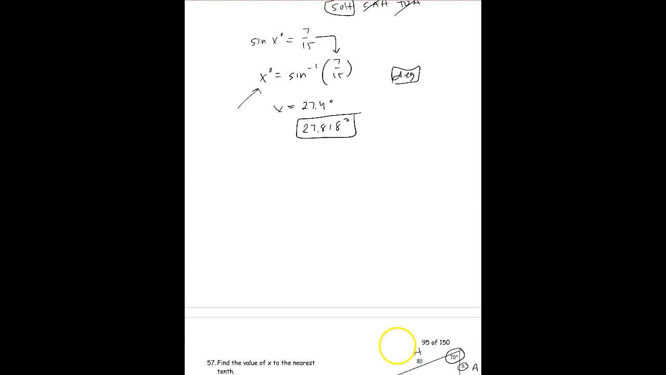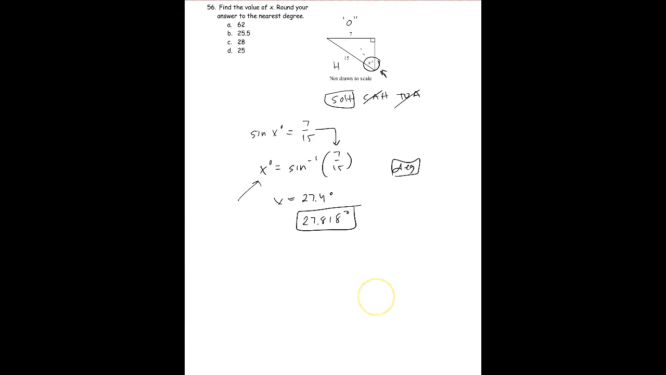If I scroll back to number 56 here, see, 56 is answer C, so 28. Yeah, so forget this here. I just read the wrong answer. So 27.8 is what you get, and that rounds up to 28 degrees, which is why you get answer C on 56. Sorry about that.